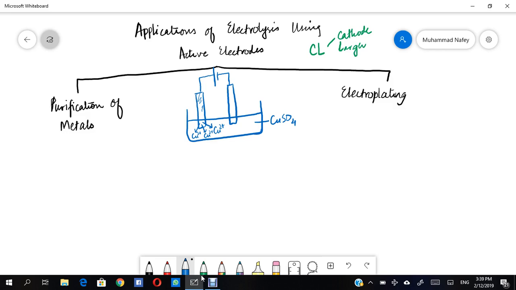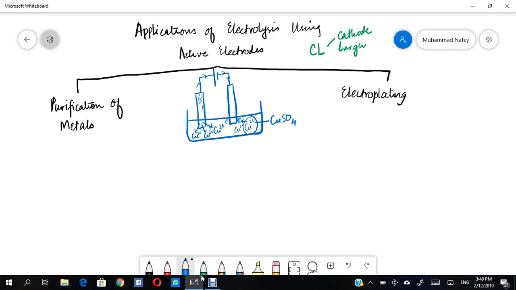Now, what happens to the electrons that are produced as these atoms form ions? These electrons move into the external circuit and go to the cathode. This cathode is surrounded by a lot of copper ions from the solution. These copper ions come in contact with the cathode, which has electrons on it. And where did these electrons come from? The anode. And these cations combine with the electrons and form copper atoms.